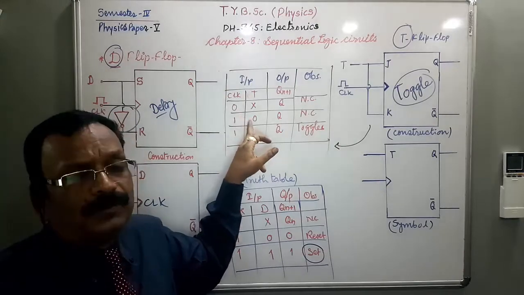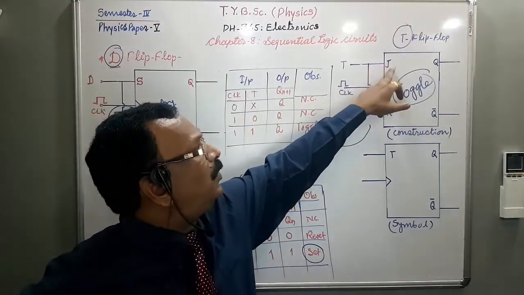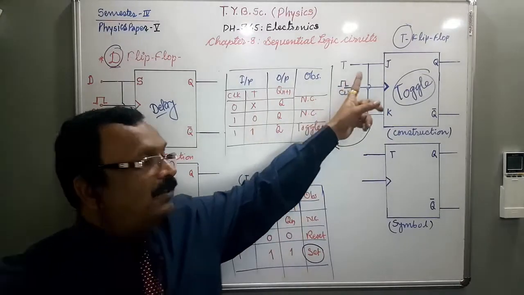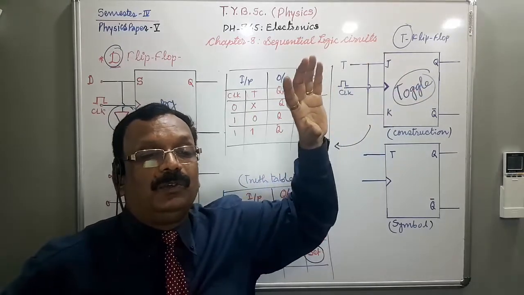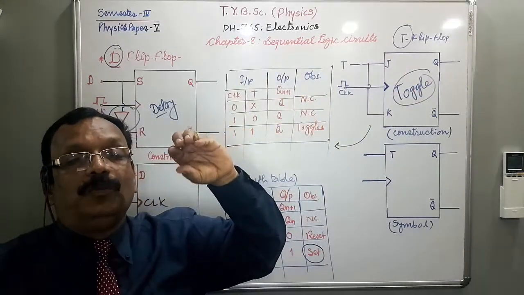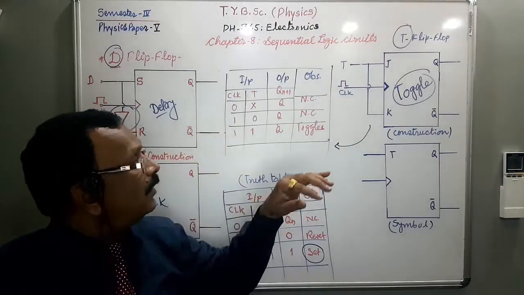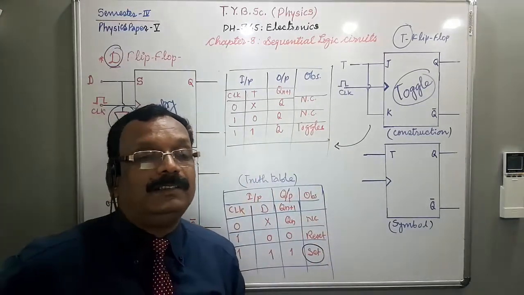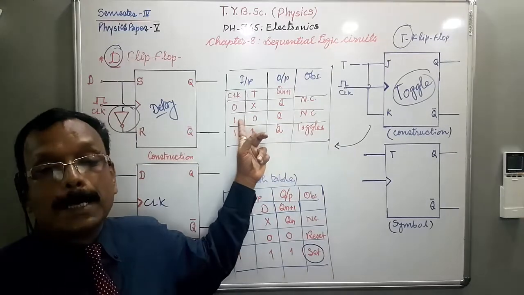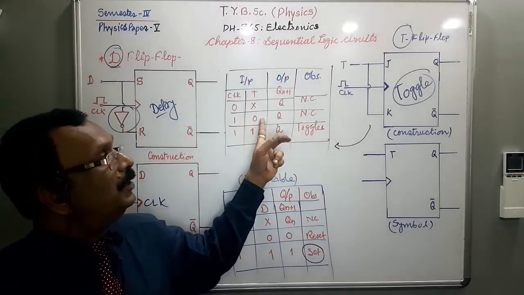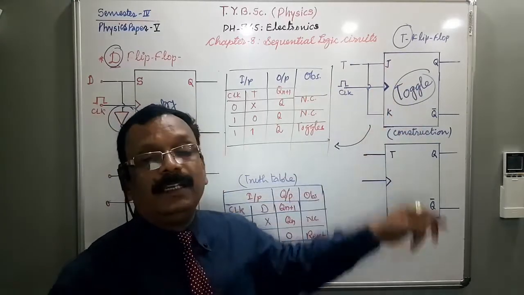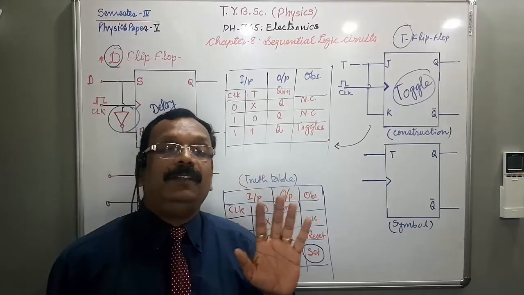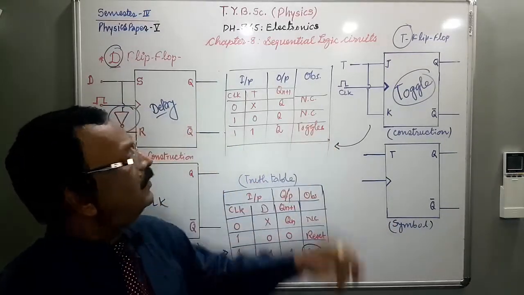and T is equal to 0, clock pulse is high and T is equal to 0. When T is equal to 0, J is also 0. That is, when T is equal to 0, at that time J and K both are 0. Even in this case, the output state will not change. There is no change in output state.